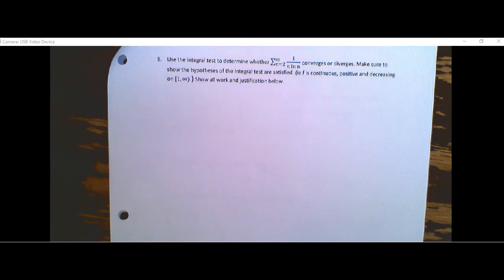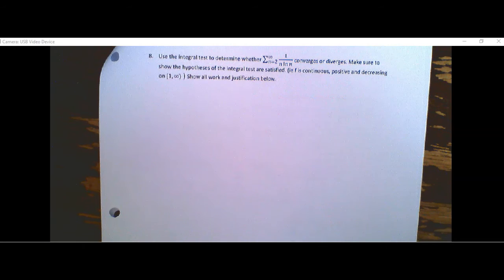All right, our last one. So I recommend that you do this all on your own first, and then watch the video for the solution, okay? See if you were right. So it says use the integral test to determine whether that series converges or diverges.